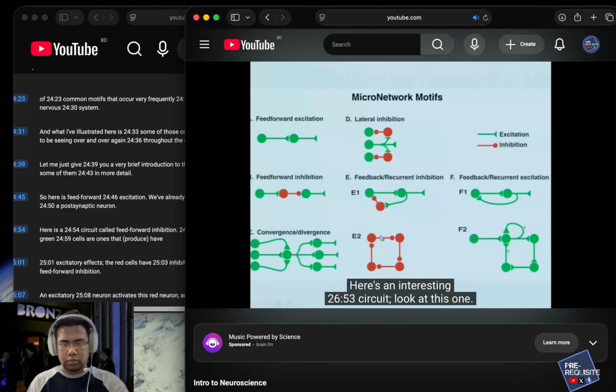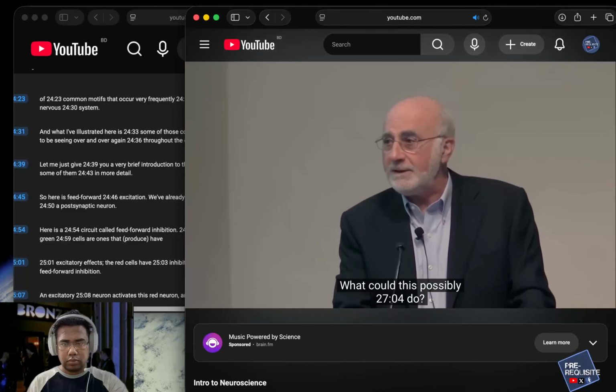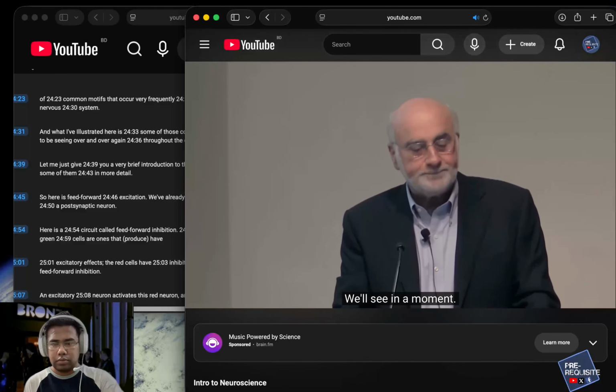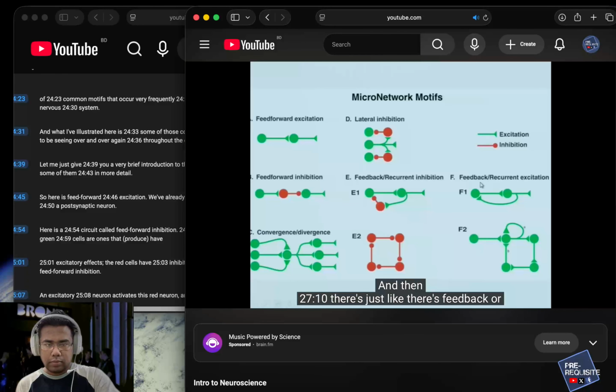Here's an interesting circuit. Look at this one. An inhibitory neuron connects to an inhibitory neuron, which connects to another inhibitory neuron, which connects to another inhibitory interneuron, which connects back to itself. What could this possibly do? We'll see in a moment. And then, just like there's feedback or recurrent inhibition, there's feedback or recurrent excitation. And what do you think intuitively this kind of circuit can do?